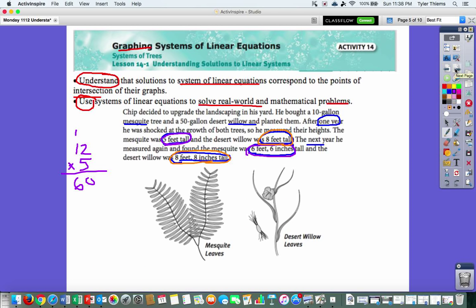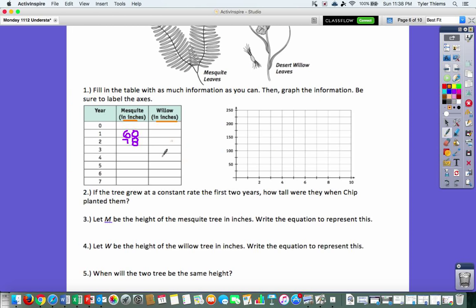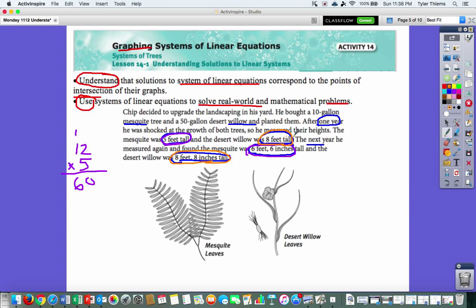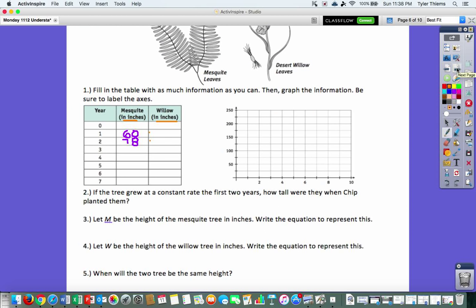Okay, so that's the information we have there. I want you to press pause and use the information in orange to fill in the table for the willow. Fill in years 1 and 2 using this information. Keep in mind that 1 foot is equal to 12 inches. Press pause and fill that in now. Okay, eventually we're going to graph this, but first let's do number 2.